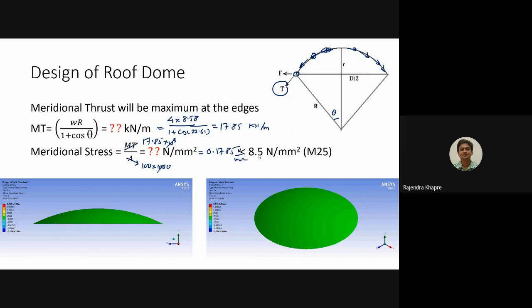So this value should be less than the permissible stress in concrete under direct compression. As per IS 3370 part 2, the value for M25 grade concrete is 8.5 newtons per millimeter square. So definitely you can see the stress due to the meridional thrust is very small as compared to the permissible stresses. I hope this is clear to everybody. Shall I proceed further?